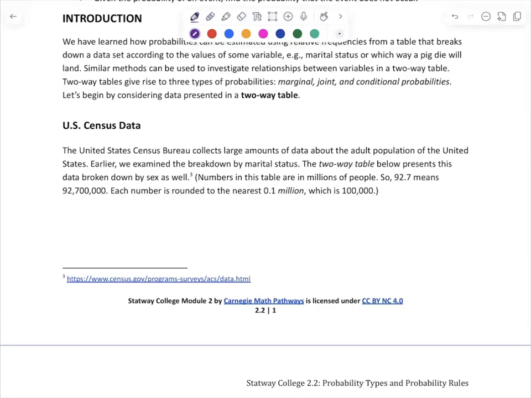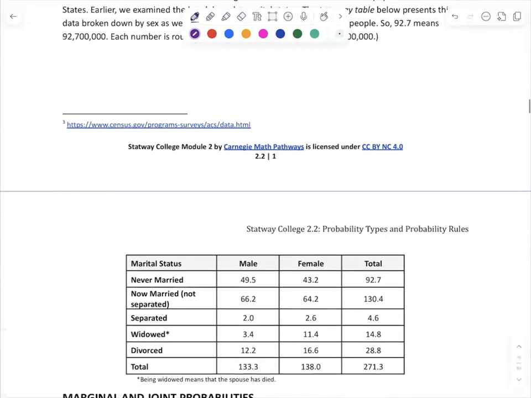Remember that the United States Census Bureau collects a large amount of data about the adult population of the United States. Earlier, we examined the breakdown by marital status. The two-way table below represents this data broken down by sex as well. As we mentioned before, the numbers in the table are in millions of people. So when we say 92.7, it means that we have 92,700,000 people.